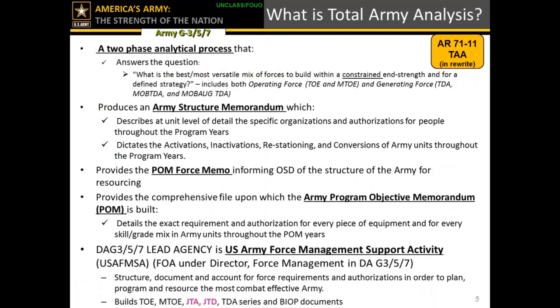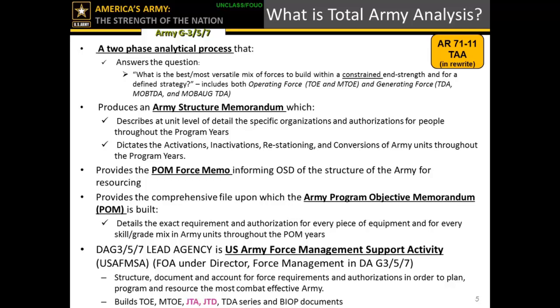So what is TAA? It's a two-phase analytical process, and it answers the question, what is the best and most versatile mix of forces to build with our constrained end strength and our defined strategy? So how many of these types of units do we need, and which of the three components, Compo 1, Compo 2, Compo 3, which is regular Army, National Guard, and Reserves, but Jim will talk more about that here in a second. It produces the Army Structure Memorandum.